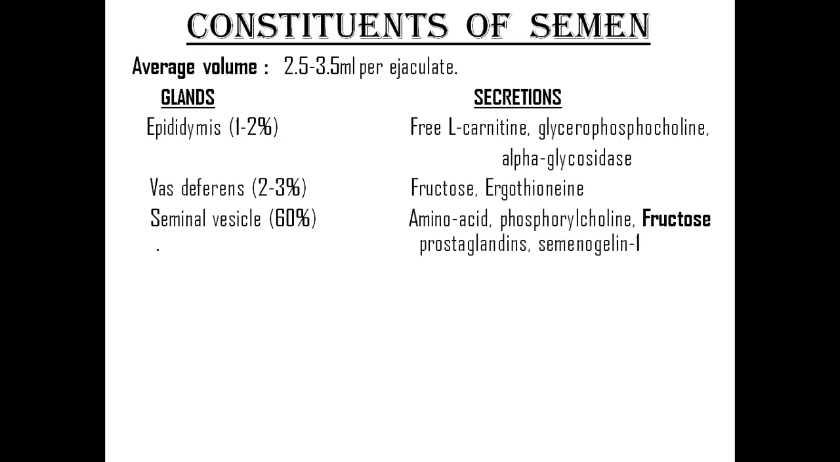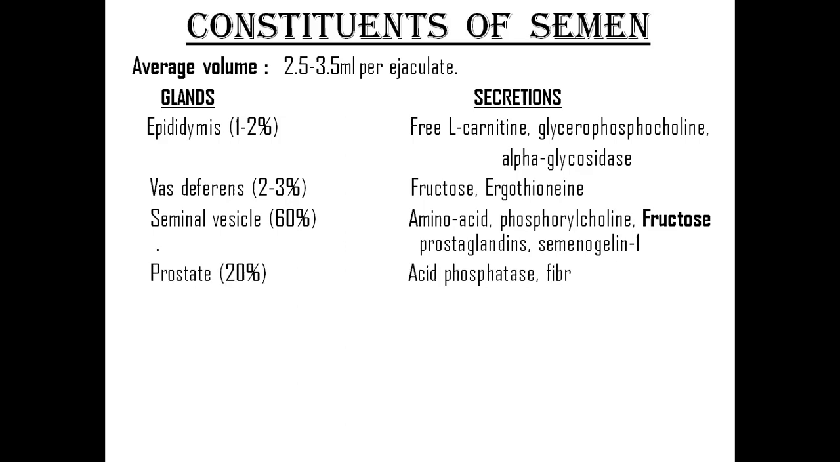But the main contribution is of the seminal vesicle, which contributes 60% of the seminal fluid, and important constituents are amino acid and fructose, which provides nutrition to the motile sperm, and also prostaglandins that are important for the motility of the sperm and the progression of the seminal fluid towards the prostatic urethra.